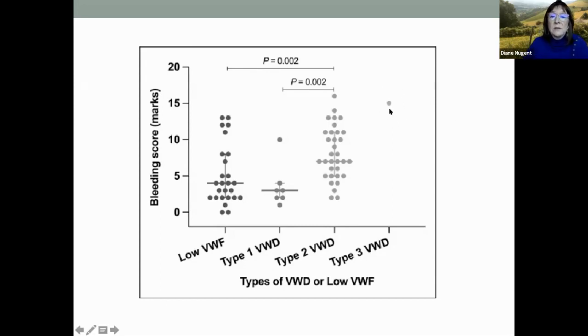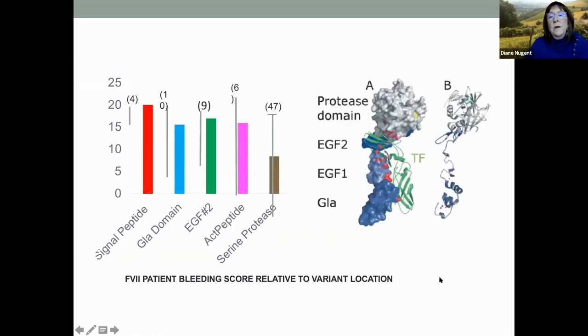It's really, really significant. So these things help us predict for families a bleeding score, whether they're going to have a more severe course or a mild course, how to prepare for surgery, and who should be available for gene therapy. So let's use factor 7 as an example.